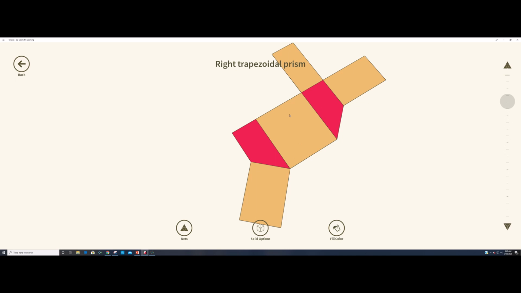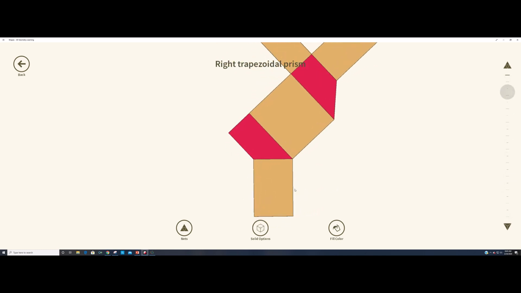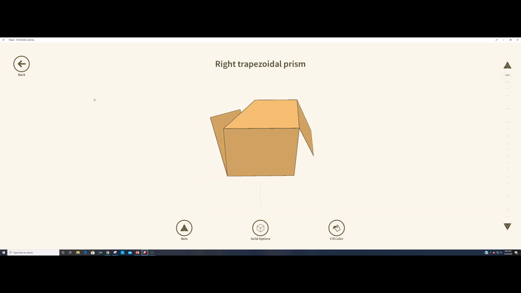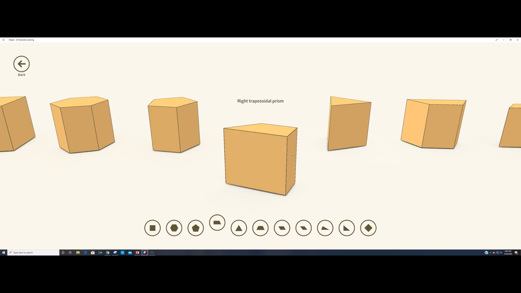And that really is the key to finding if something's a prism or not. Look to see if you have two matching bases that are connected by rectangles. You can do one more? Let's see, what else we got in here?